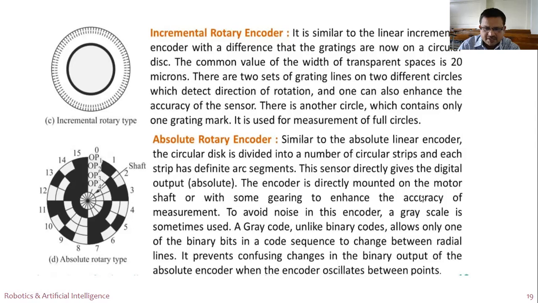The encoder is directly mounted on the motor shaft or with some gearing to enhance the accuracy of measurement. To avoid noise in this encoder, a gray code is sometimes used. A gray code, unlike binary codes, allows only one of the binary bits in a code sequence to change between radial lines. It prevents confusing changes in the binary output of the absolute encoder when the encoder oscillates between points.